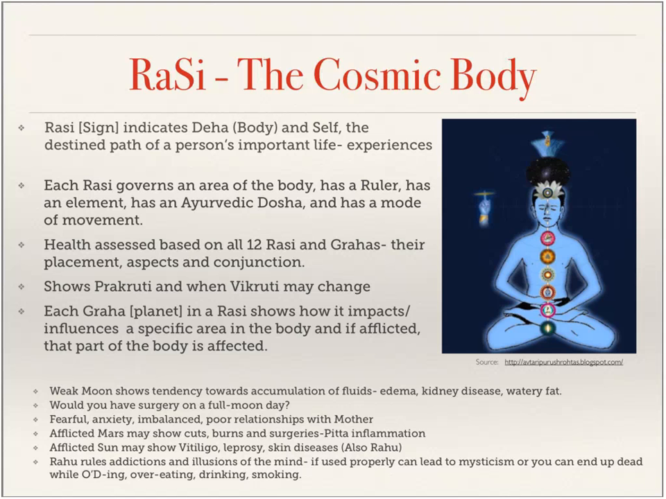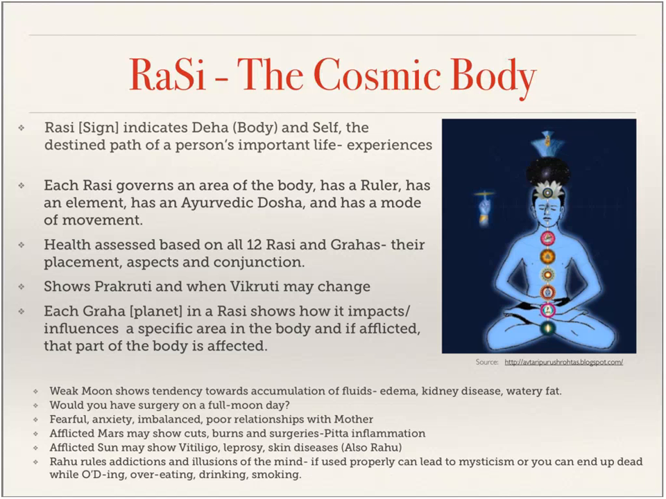Perhaps an afflicted Mars can show somebody who's always prone to cuts, burns, and surgeries. If you start to see a lot of scars on somebody's face from cutting or burning themselves, and they're easily prone to pitta inflammation, then you can say that perhaps they're under an undue influence of Mars-like influences, right? It can also be the Sun, because the Sun is also a pitta planet. And we'll get into this again. An afflicted Sun may show vitiligo, leprosy, or skin diseases.